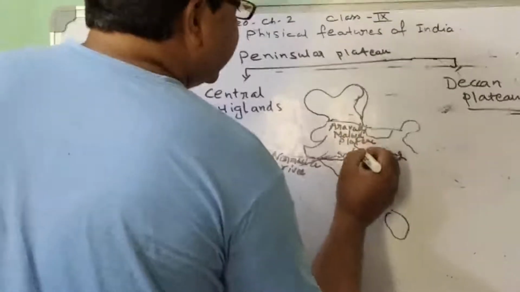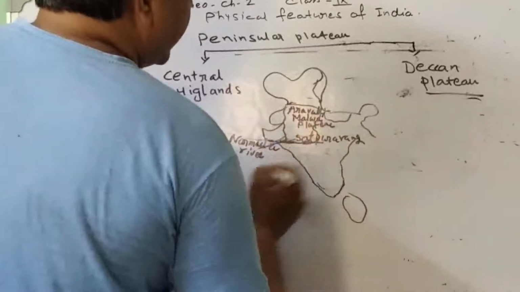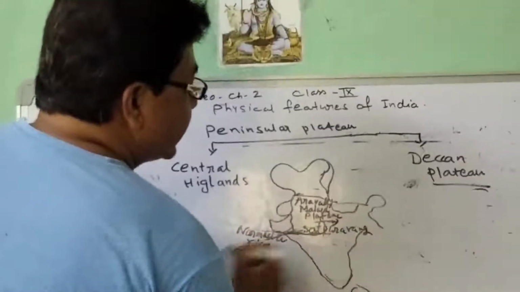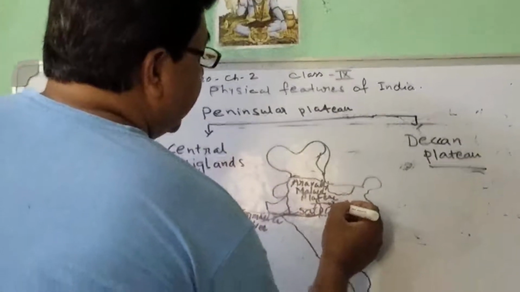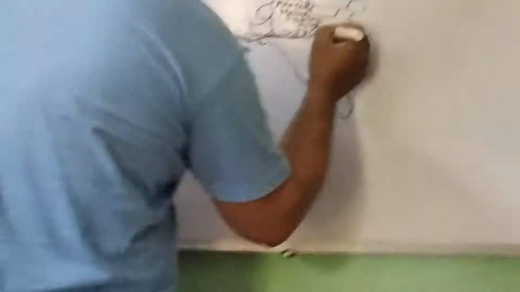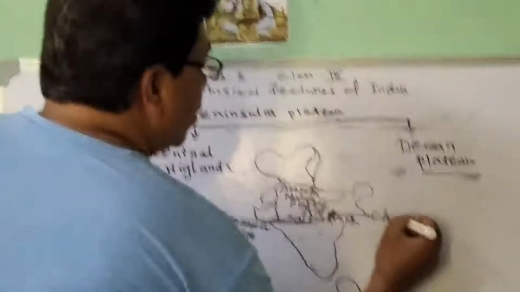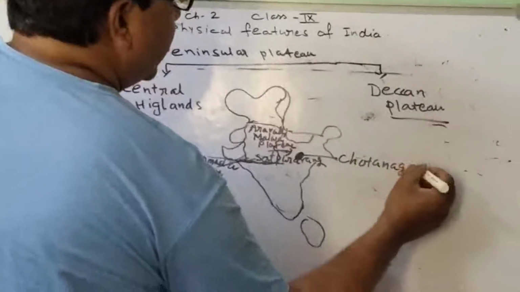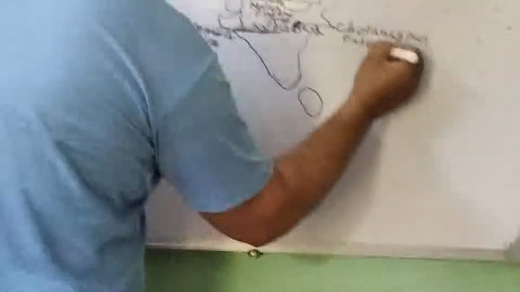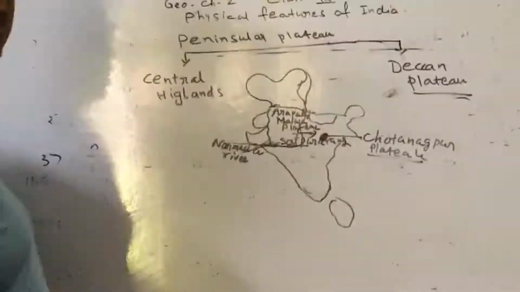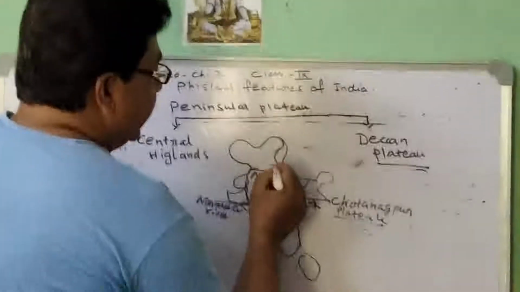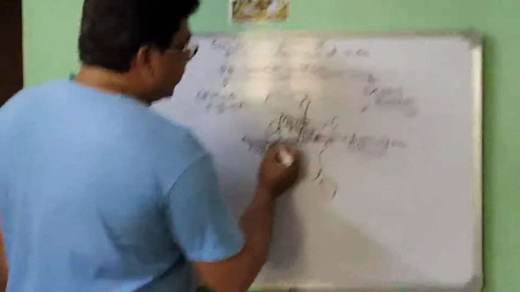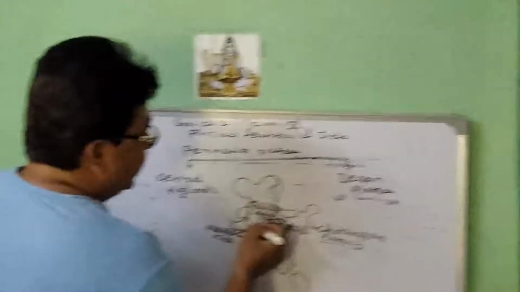This total region is known as the Central Highland. It goes directly towards the east from the Chota Nagpur plateau. Here is one plateau of India, known as the Chota Nagpur plateau. This plateau is known as the storehouse of minerals. So the northern part of the peninsular plateau is known as the Central Highland. It starts from the Narmada river to the Malwa plateau and Aravalli hills.